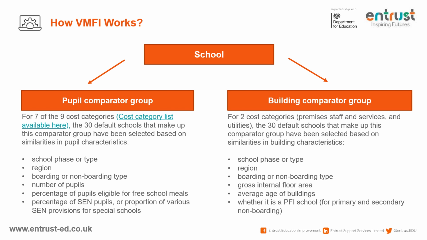But there are 2 cost categories, premises and utilities, where building characteristics such as gross internal floor area or age of buildings is a better driver of those costs. The DFE have therefore put each school into 2 comparator groups within the tool. One with most similar schools based on pupil characteristics, and one with most closely related schools based on gross internal floor space and age of buildings.